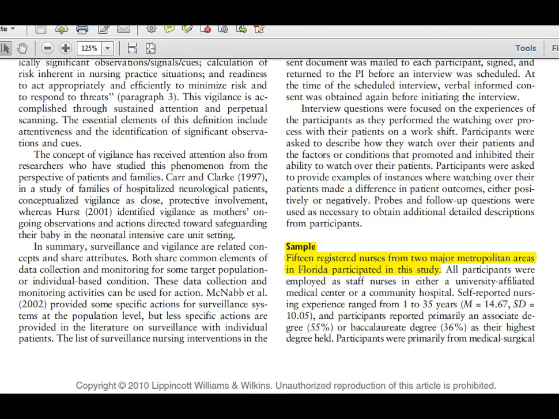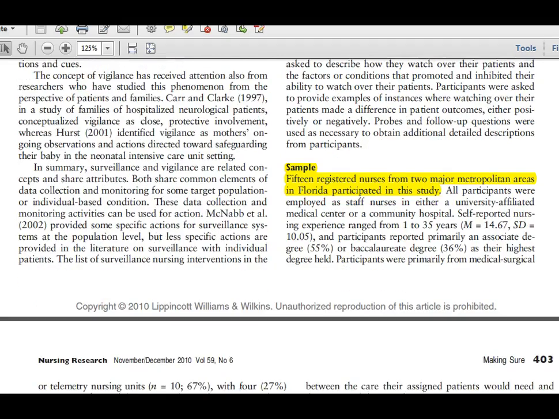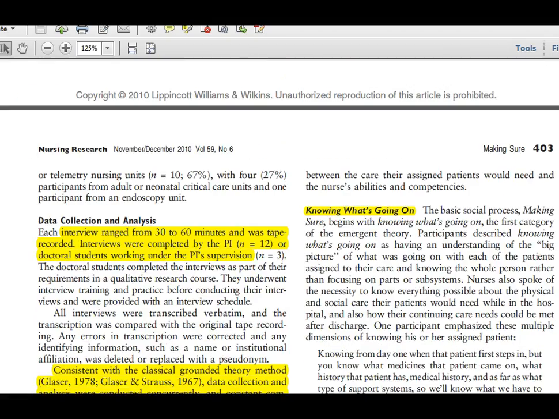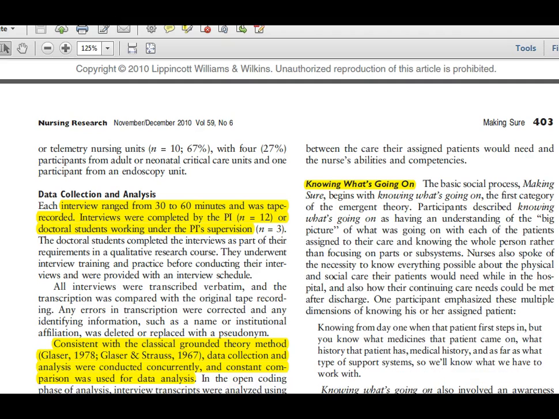Now the sample size here, you'll notice, is 15. That's a relatively small sample size. Usually you want to have larger sample sizes to give validity to the study. You can see the data collection and analysis and how long the interviews were held and that they were taped.